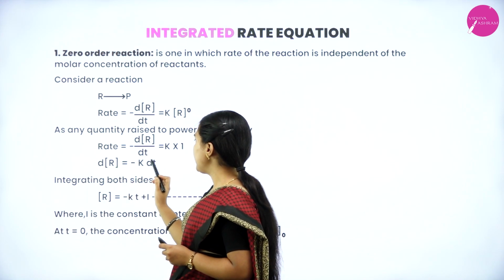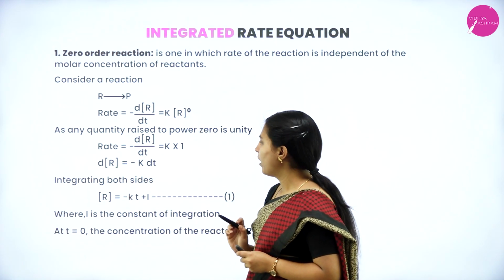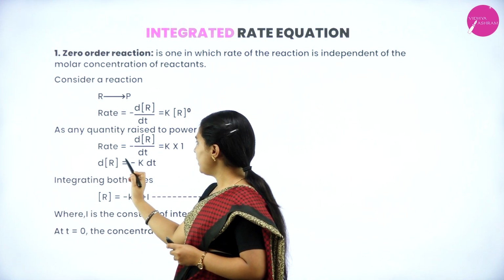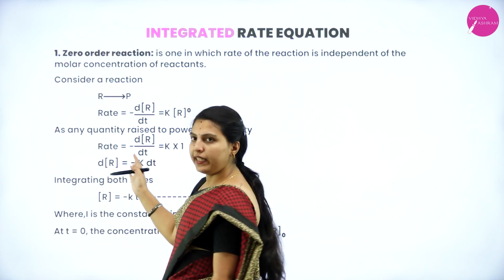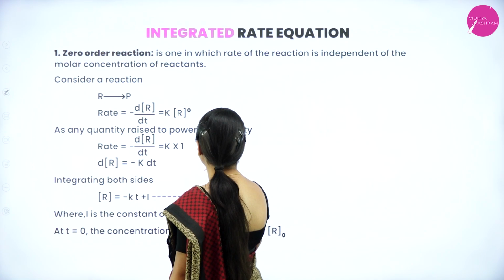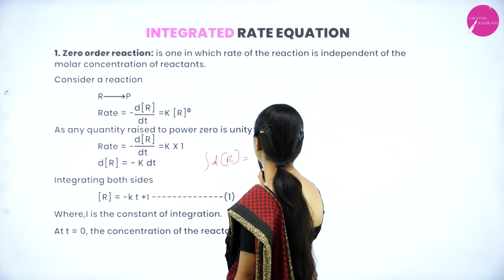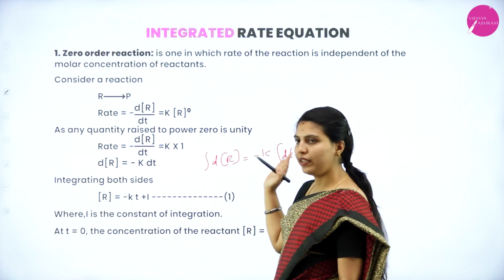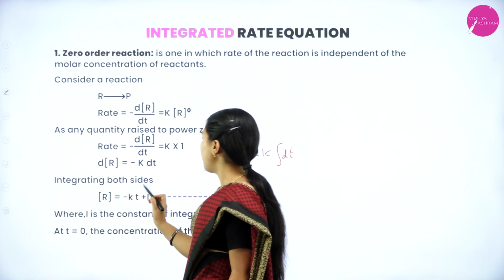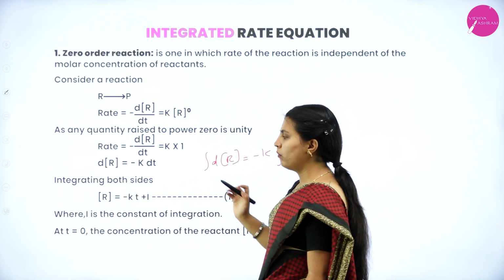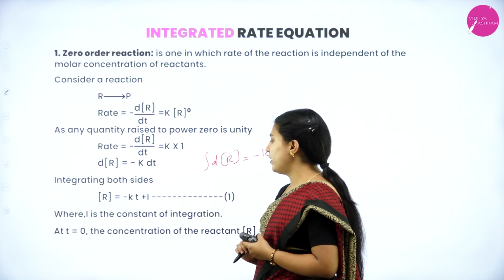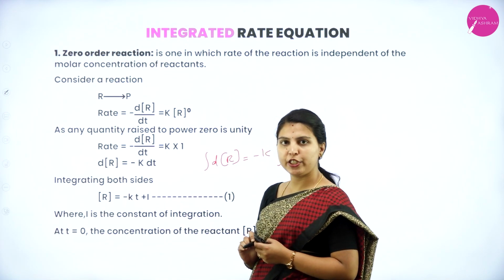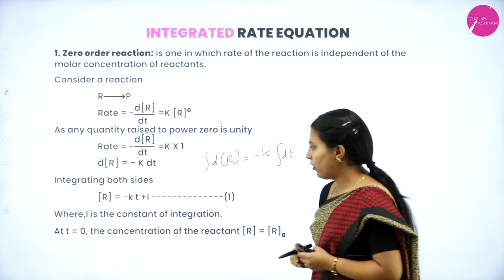So d[R] equals minus K dt. After rearranging the equation, we get d[R] equal to minus K dt. Integrating both the sides, we get [R] equal to minus Kt plus I. What is I? I is the constant of integration. After this integration, this I is introduced; it is the integration constant.